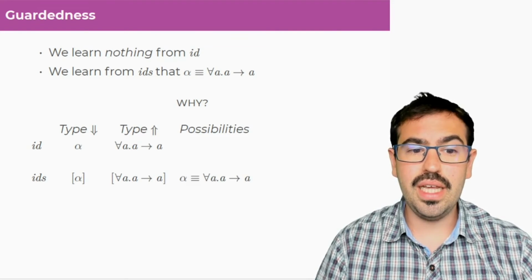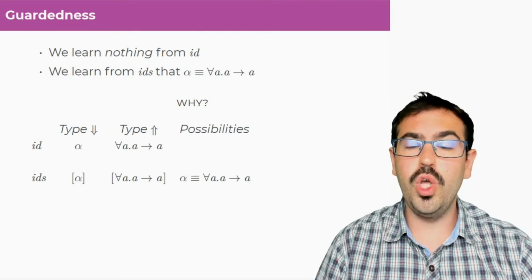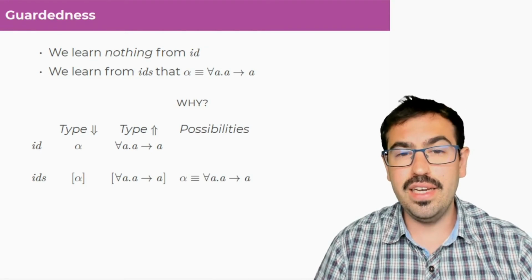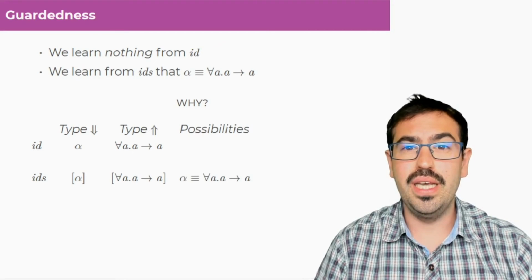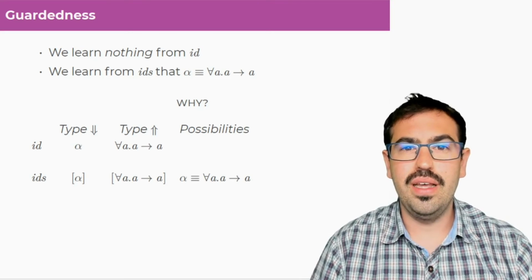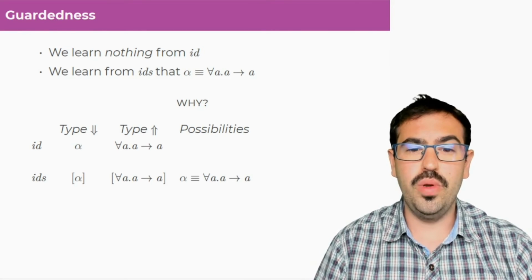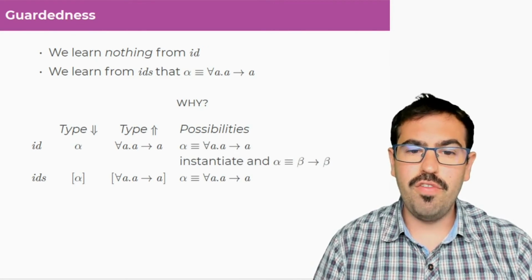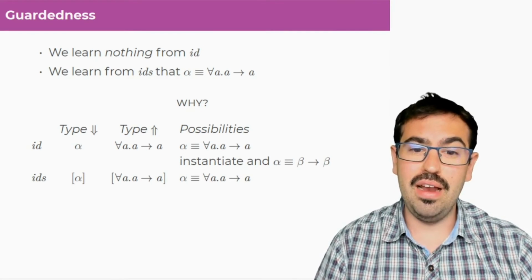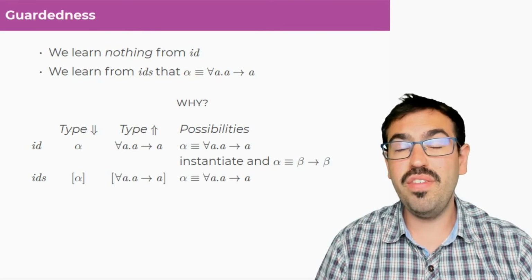So actually, in the case of IDs, we have only one possibility. In order for the list of alpha and the list of ∀A. A → A to be equal, alpha has to be ∀A. A → A. Now for the second case, we actually have two possibilities. It could be that alpha is ∀A. A → A, but we have another option.